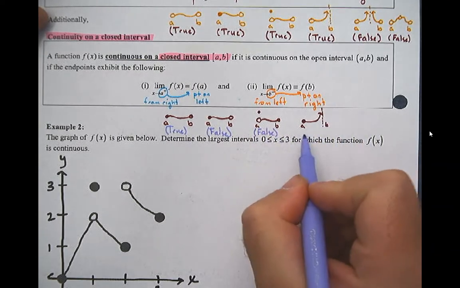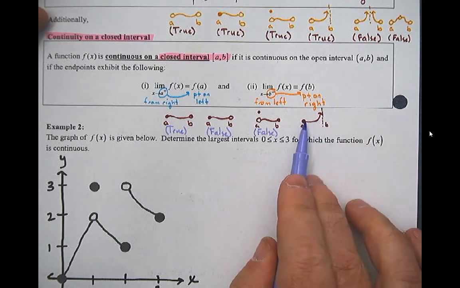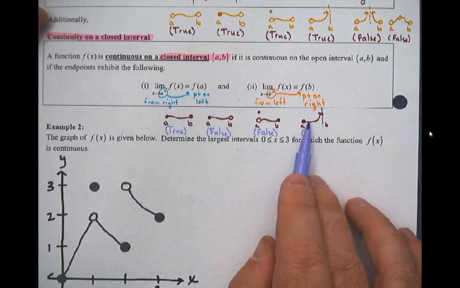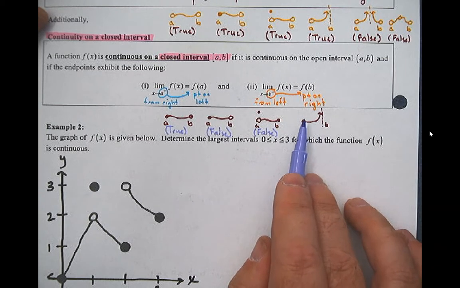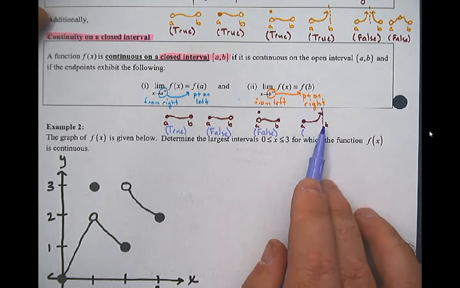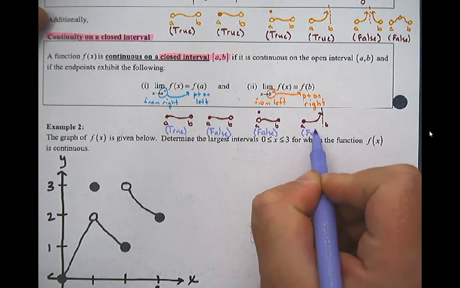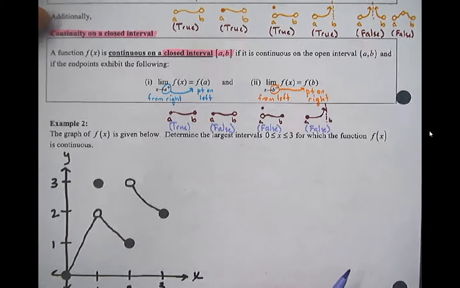And then this is the same thing. We're false here. My limit from the right approaches the point on the left. That's good. But my limit from the left is infinity, and there is no point at B. So I'm not even including B. This would be a false. This is not continuous over the interval.